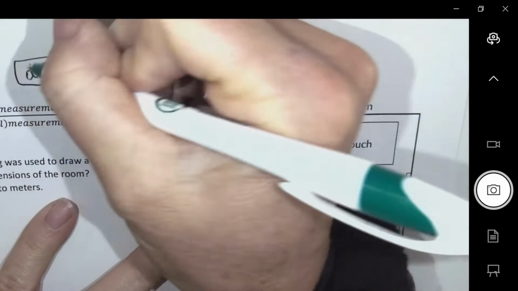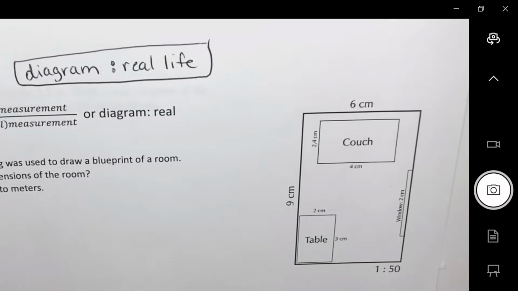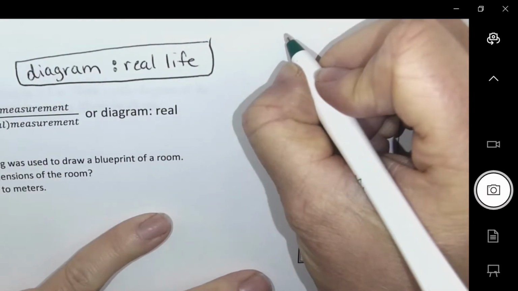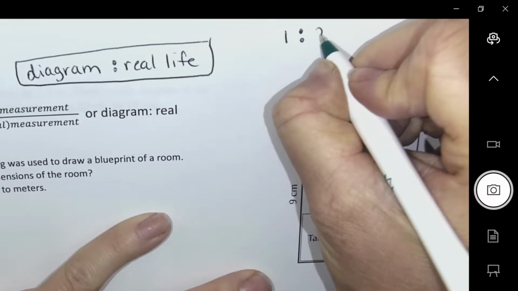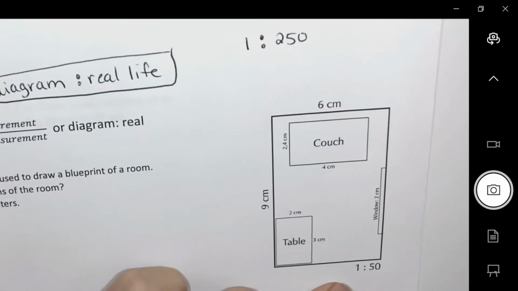Can you write that down and box it or highlight it or something like that? Diagram to real life. Okay, so some examples could be like this, 1 to 250. So what does that mean? It means every one, whatever unit you're doing, on the diagram is actually 250 of those in real life.